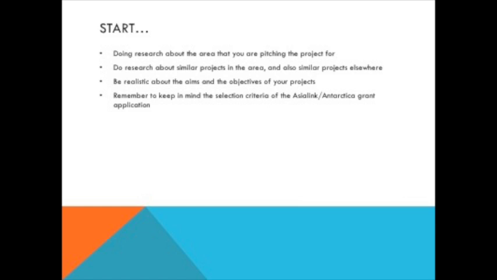Be realistic about your aims and the objectives of the project. In the past, there was a group of students who wanted to do a Beyonce concert in Antarctica, and I don't think that that is very feasible unless you're best friends with Beyonce. Probably won't happen. Remember to keep in mind that the selection criteria of the AsiaLink and Antarctica grant application is really what both assessments are about. So have that in the back of your mind at this stage. But again, be bold, be creative. It's a really exciting project where you can hypothesize about what you would do if you went somewhere else and you wanted to learn about another area, and be as creative as you can and have some fun with it.